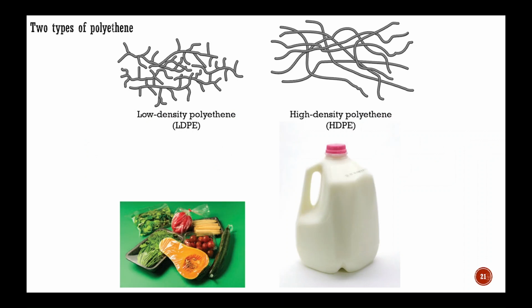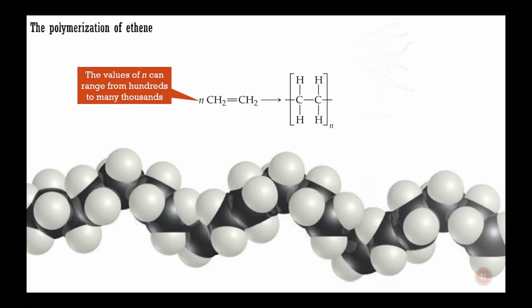In contrast, radical polymerization of polyethylene gives a polymer with occasional long branches, making it harder to pack the molecules together. The result is low-density polyethylene, which is used in stretchy plastic wrap. We can write the overall equation for the polymerization of ethene as follows. Here, N represents the large number of monomer molecules that react to form one large polymer molecule. The values of N can range from hundreds to many thousands.